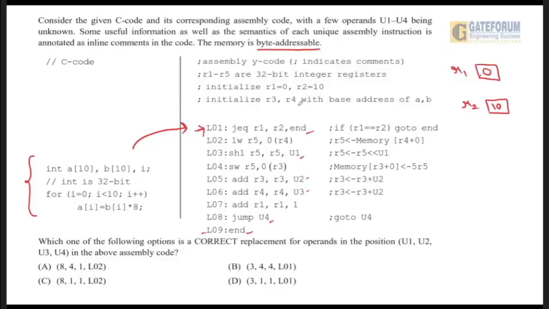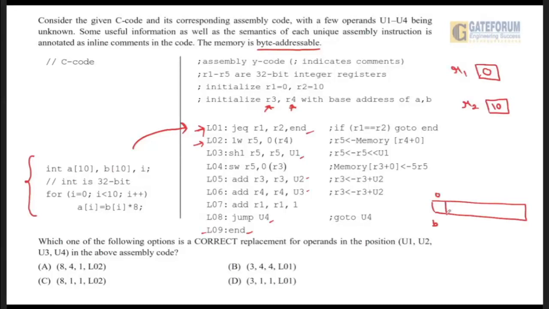Okay. Focus on one more thing. R3 and R4 are initialized with the base address of A and B. Means the base address of array A is stored in R3 and the base address of B is stored in R4. Okay. Now let's see line number 2. What it is saying? It is saying that we have to load the data from memory at R4 plus 0. Right? Means R4 is storing the address of B.